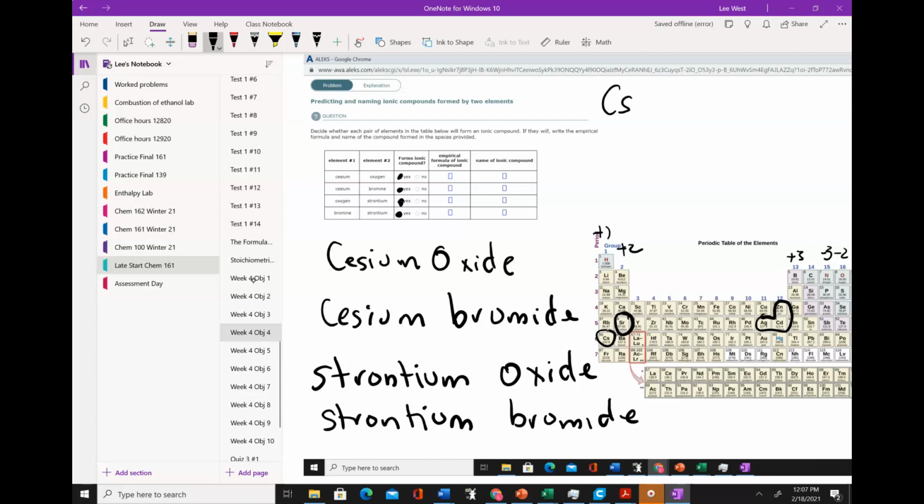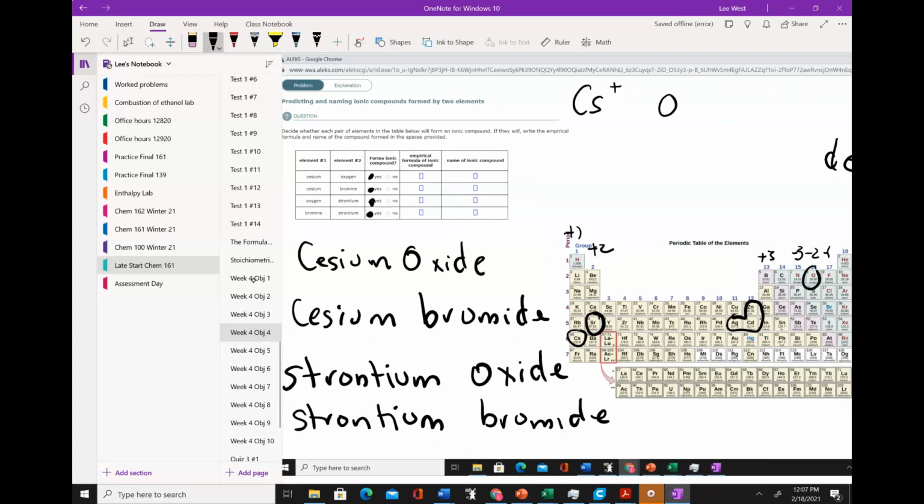So cesium's in group 1A, so it's +1. And oxygen's in group 6A, so it is -2. So these guys have different size charges, so we're going to do crossover. And so we need 2 cesiums and 1 oxygen, and we can't simplify that any. So we're just going to leave that be. So it's Cs2O.